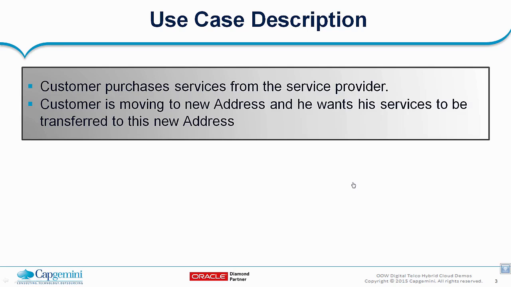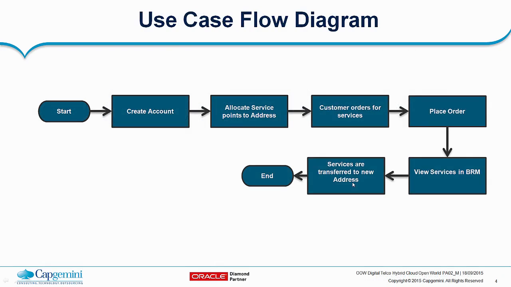So the concept of service point comes into the picture, where we need to create the service point IDs associated to these addresses, which ensures that the broadband services will be available at these addresses before transferring the services. The flow of the use case will be like this: we'll create an account, allocate the service point to the addresses, and then place the order. Then when the user wants to transfer his services, again the service point is ensured for the new address and then the transfer order is created for transferring the services.